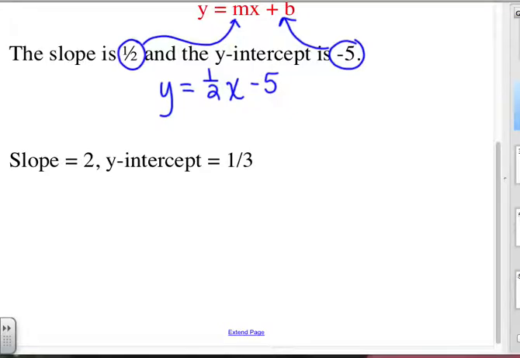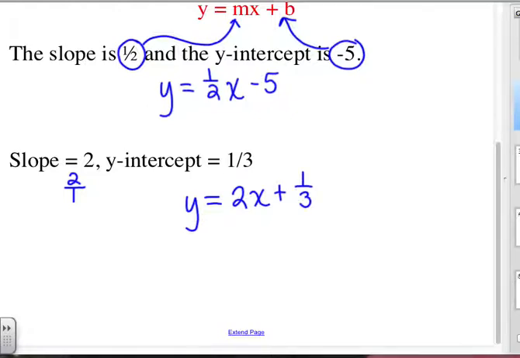How about this one? Slope is 2, which really means, if you want to, 2/1. Y-intercept of 1/3. Now that's somewhat unusual. We haven't done a whole lot of y-intercepts that are fractions, but it does happen from time to time. No matter. You're going to plug the slope in where the m is and the y-intercept where the b is. So here we go. y equals mx, you could have 2/1 if you wanted, plus b. B is the y-intercept, and it's 1/3.